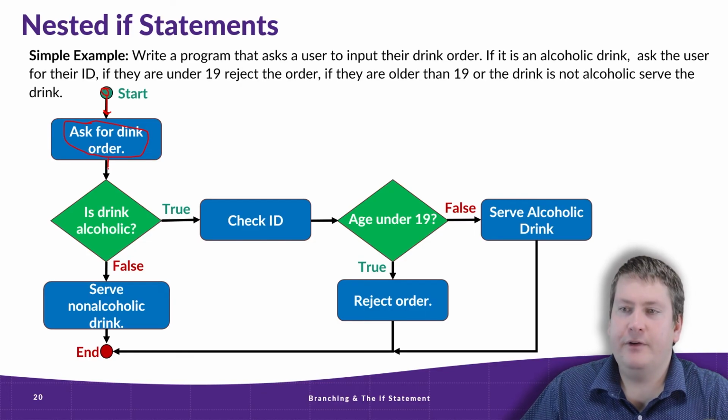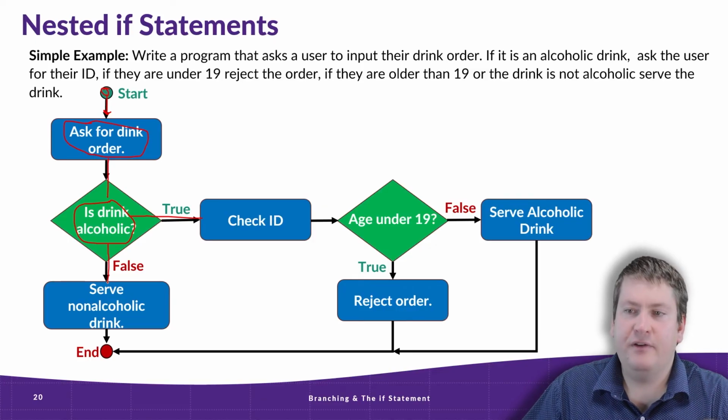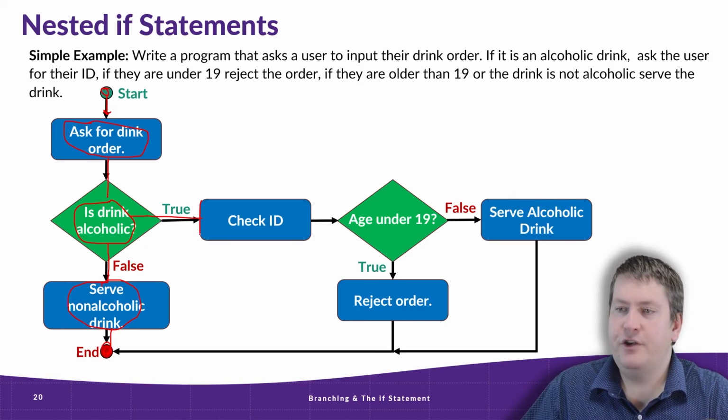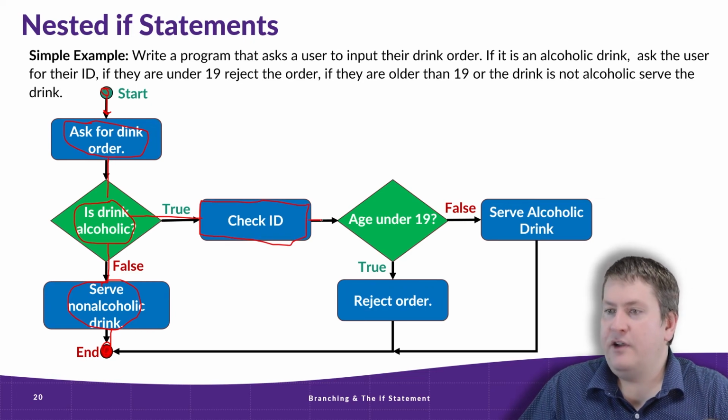Then we're going to head down here if the drink is alcoholic. So if it's an alcoholic drink, then we are going to want to follow the true path. If it is not an alcoholic drink, then it's a very simple case. We'll go down false, and we just serve them their non-alcoholic drink, and we're done. So if it is an alcoholic drink, then we want to check their ID. And after we get their age, we then want to check, are they under 19?